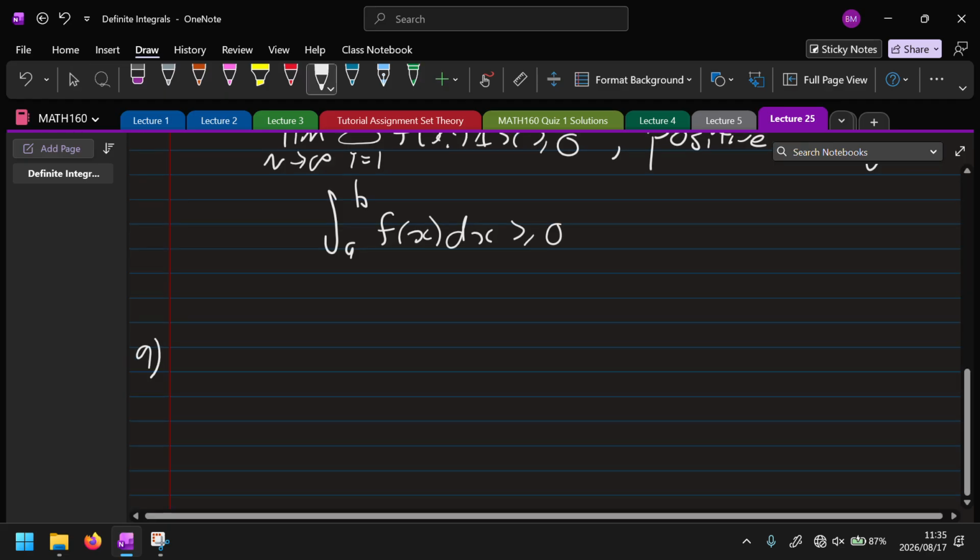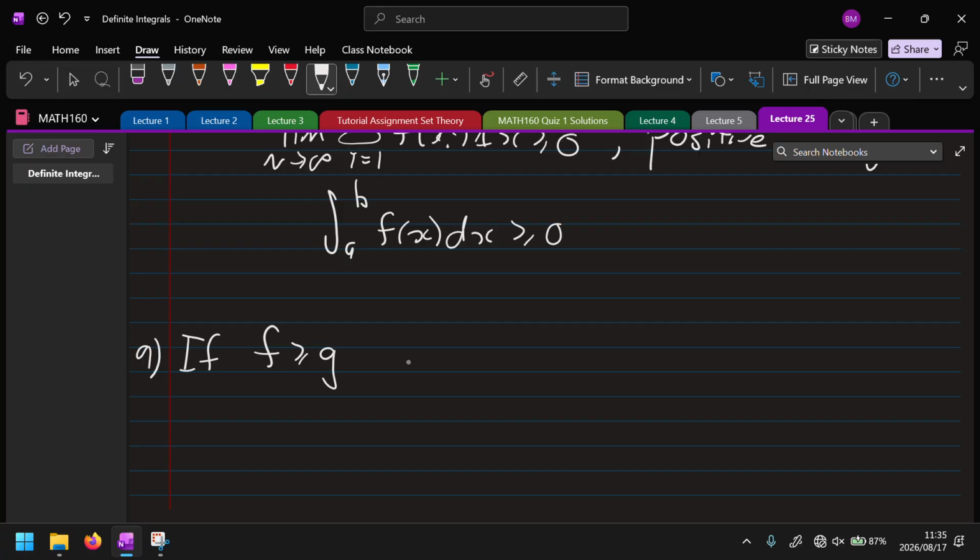Then there was number 9 that we didn't get to. If f is greater than or equal to g on the closed interval [a, b]. Okay, so f is larger than g, then the area under f is larger than the area under g.